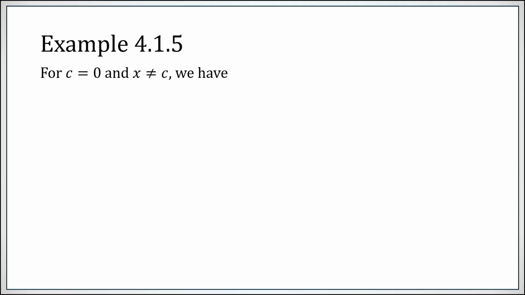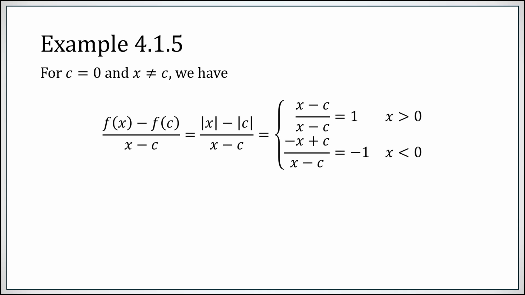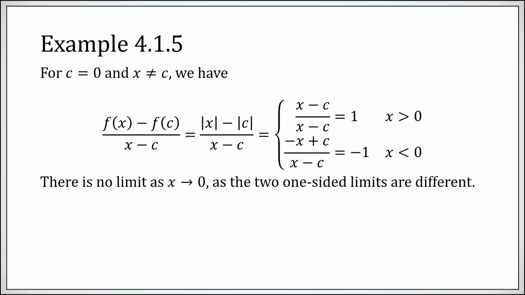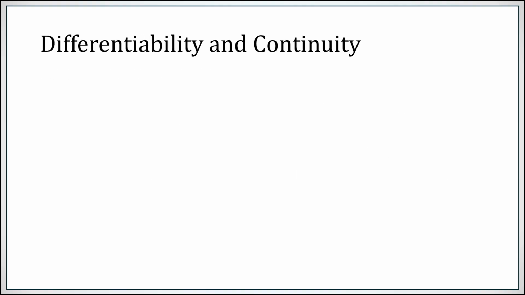So what happens when c is equal to 0? Now, x is approaching c, meaning it's not equal to c. So we have two cases. As x approaches 0, we have to consider when x is positive and when x is negative. Following exactly the same computations from the previous slide, when x is positive, the difference quotient is simply 1. When x is negative, the difference quotient is simply minus 1. So if you take a limit as x approaches 0, the two one-sided limits are different. There is no limit overall.